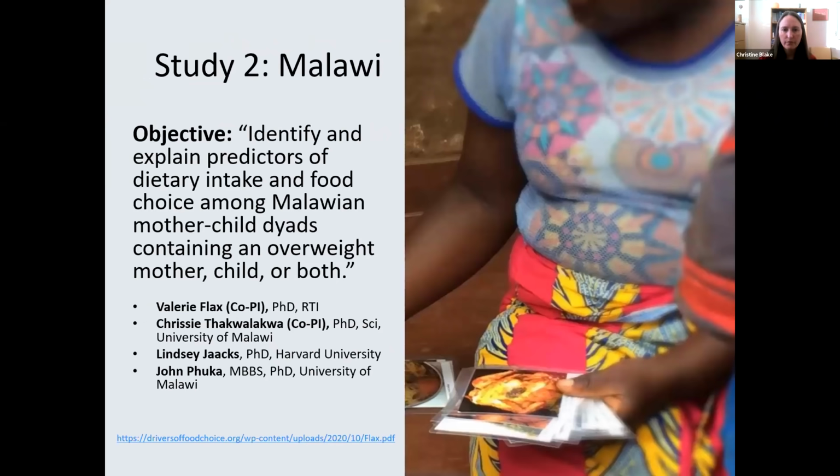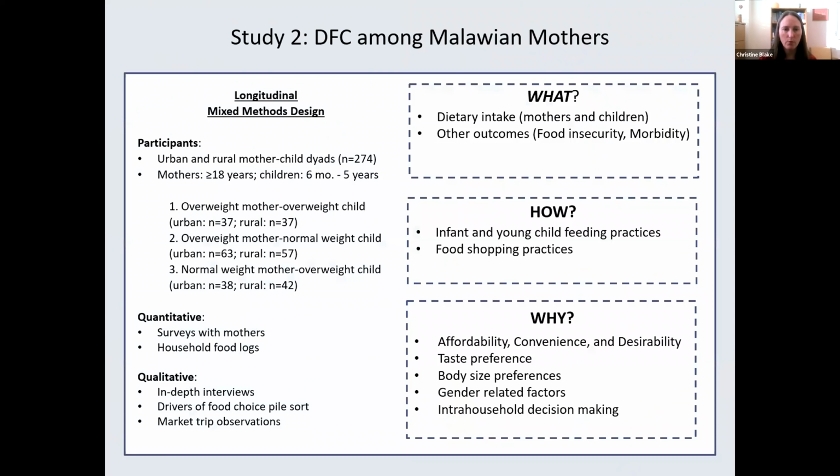In our second example, we look at drivers of choice from a different perspective. This study, led by Valerie Flax, Chrissy Thakwalakwa, Lindsay Jacks, and John Puka, sought to identify and explain predictors of dietary intake and food choice among Malawian mother-child dyads containing an overweight mother, child, or both. They used a longitudinal mixed methods design in urban and rural areas with mother-child dyads, and these children were between 6 months and 5 years of age.